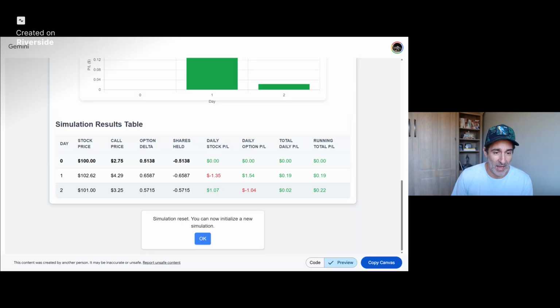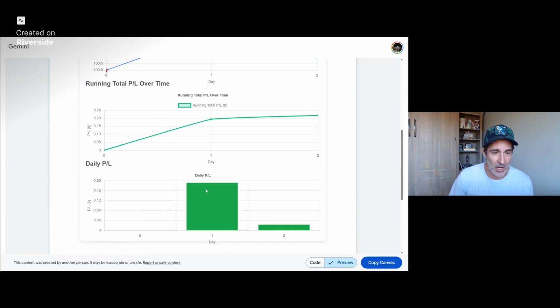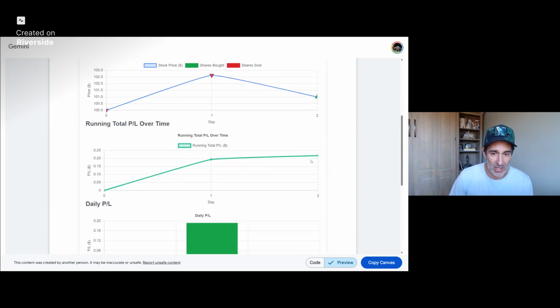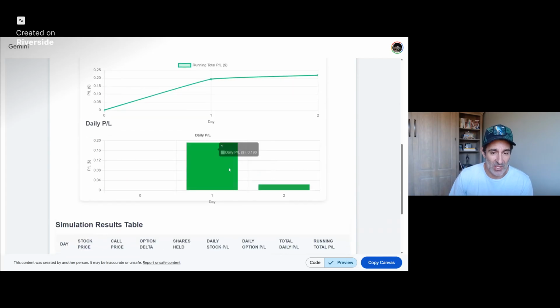So we need to buy back about 8 shares to get back to delta neutral. So at the end of day 2, we still own this call option, and now we're short 57 shares of the stock against it to be delta neutral. And then we can see our running P&L total. That's the 19 cents. And then again, this is our daily P&L. So on the first day we made 19 cents, and the second day we made almost 2.5 cents.